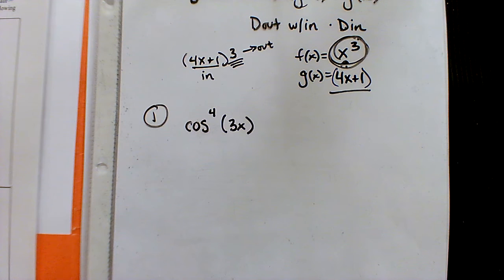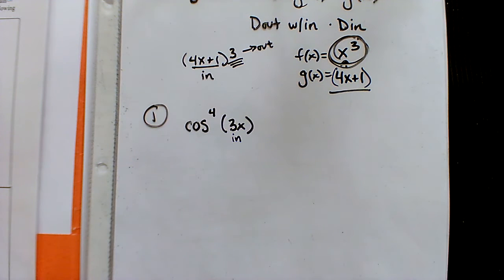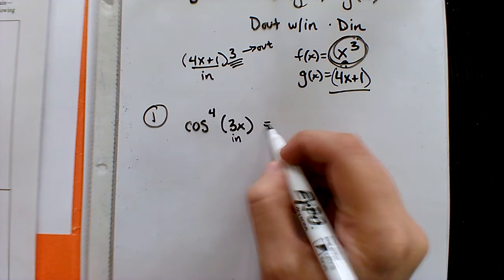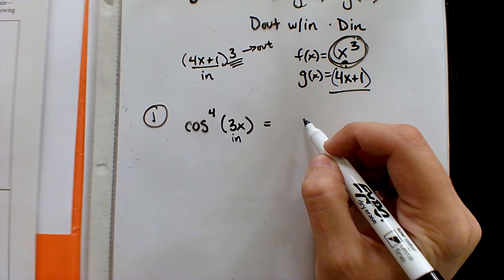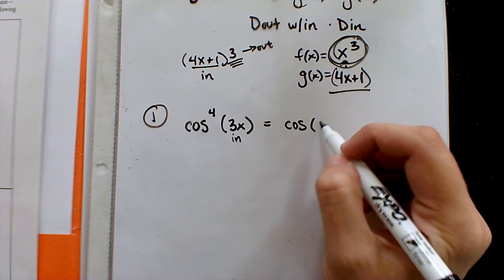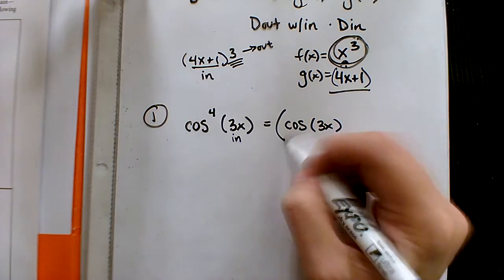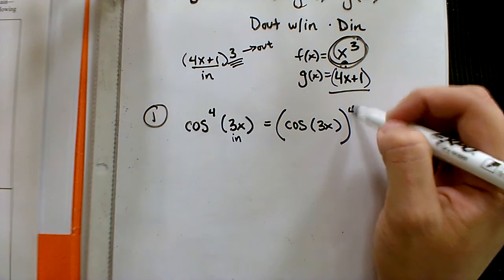Can we identify an inside or an outside piece? Inside, outside function. 3x is the inside. Okay, that's one inside. Because it's inside parentheses, that helps. Can we rewrite this? Yeah. How? 3x goes to the 4th power. Say it again? 3x goes to the 4th power. So, abbreviation would be cos. Okay, so cosine of 3x, cos to the 4th power.